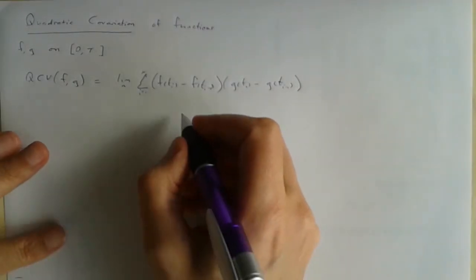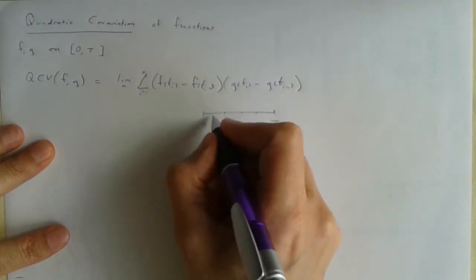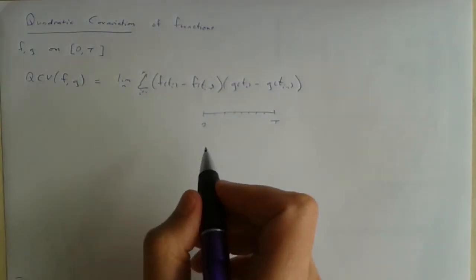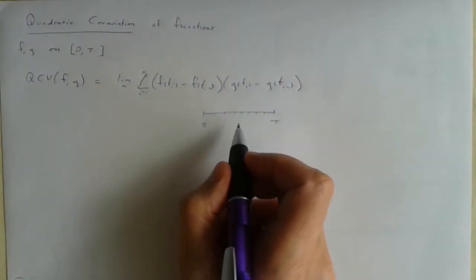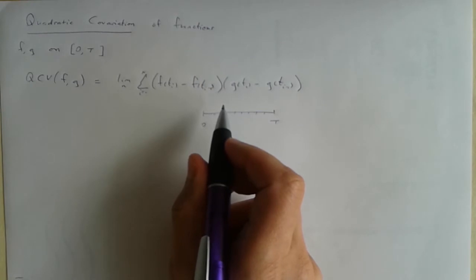And again, this is one of these limits that you take by subdividing the interval into a lot of short subintervals, and that limit is as the partition is refined. As you go to greater and greater numbers of shorter and shorter intervals, this is the limit that you go to.